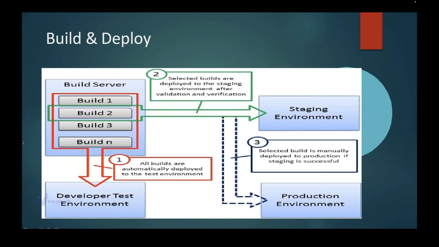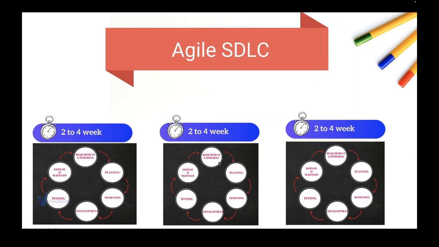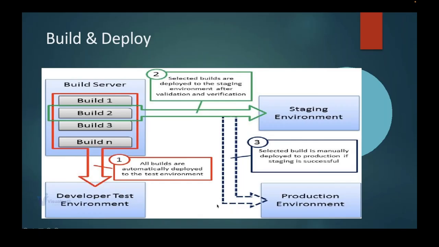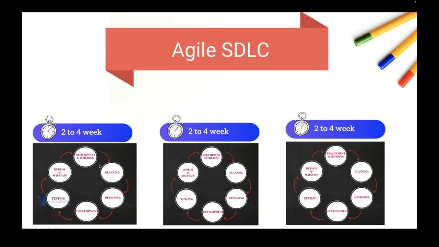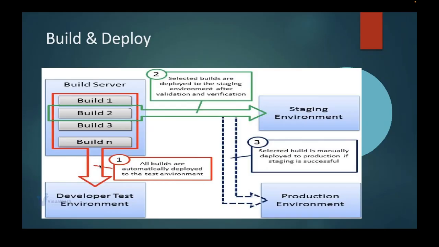So build and deploy. As I said, in this iteration we understood requirement gathering, planning and designing. So when it comes to development, what actually happens? Code is developed and built in the build server, right? All builds are automatically deployed to the test environment, as I said previously with the slide. Developers will develop the code and build, and the build is sent to the test environment, right?